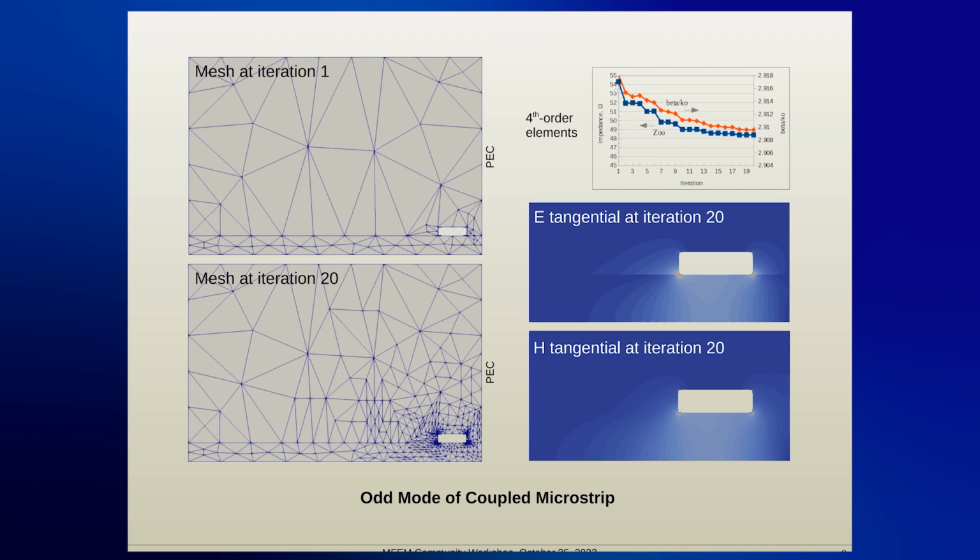The plot in the upper right just shows the convergence of the impedance and the propagation constant as the mesh iterations increase. And you can see a nice smooth convergence right here. Oh, fourth order elements. You can see from the field plots with 20 iterations and fourth order elements that the field lines are actually very, very smooth.